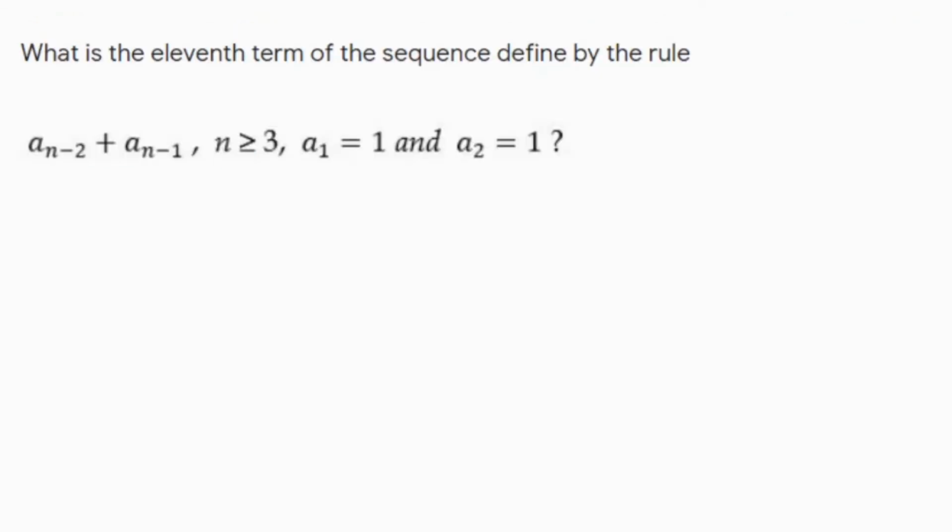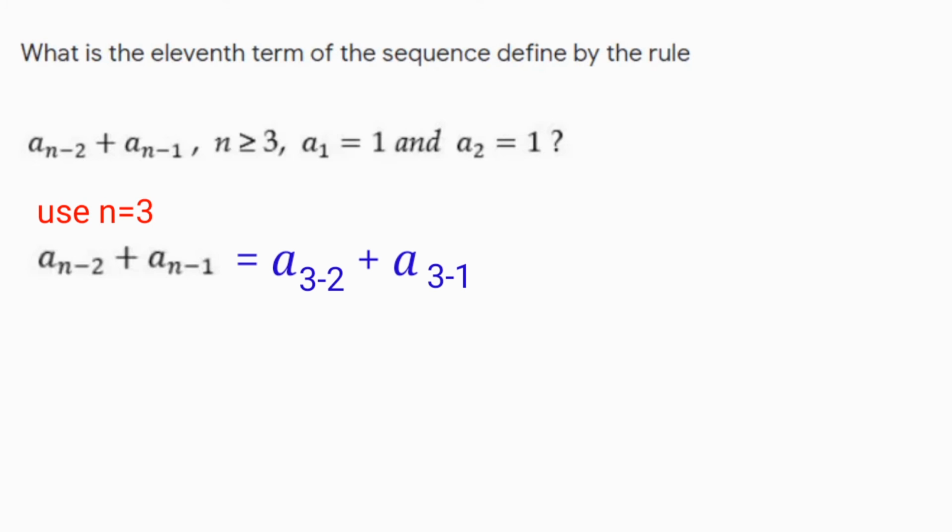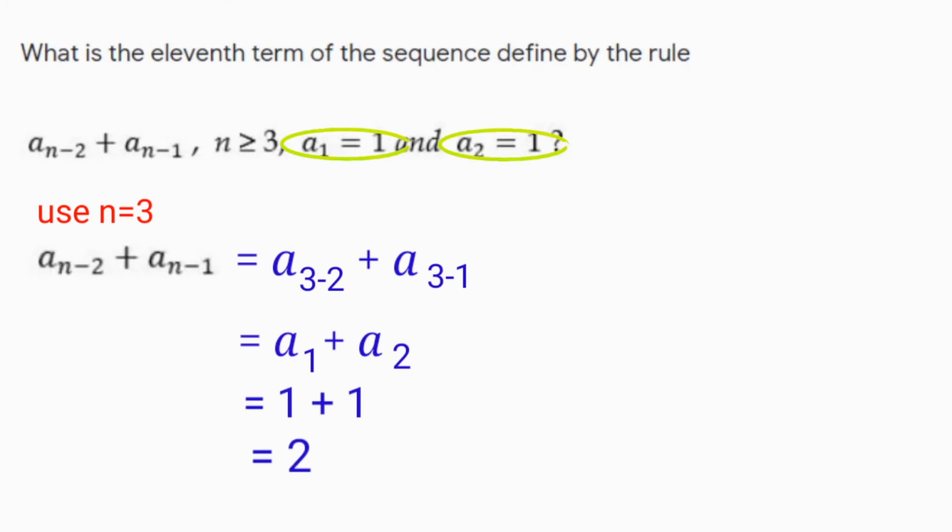What is the 11th term of the sequence defined by the rule a sub n is equal to a sub n minus 2 plus a sub n minus 1, n is greater than or equal to 3, a sub 1 is equal to 1, and a sub 2 is equal to 1? To find the third term of the sequence, you have to substitute n with 3. So a sub n minus 2 plus a sub n minus 1 is equal to a sub 3 minus 2 plus a sub 3 minus 1, which is equal to a sub 1 plus a sub 2, equal to 1 plus 1, which is equal to 2. Then, a sub 3 is equal to 2.